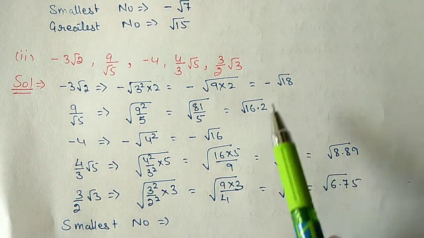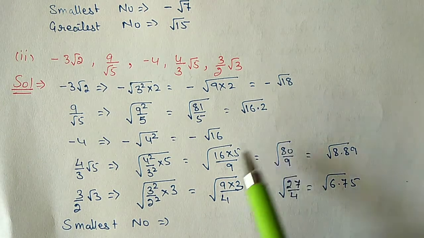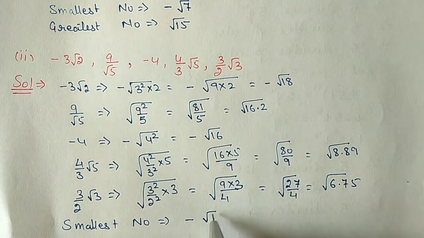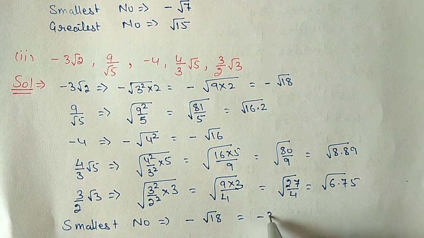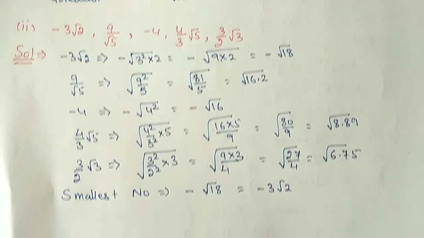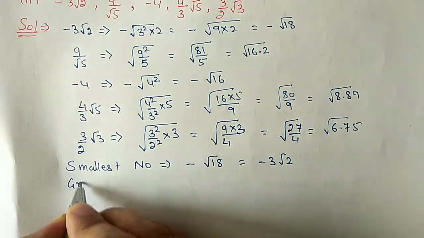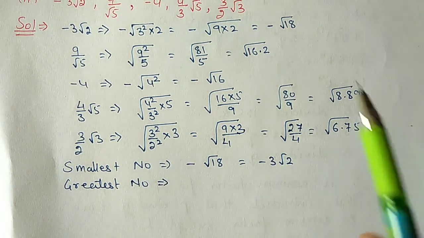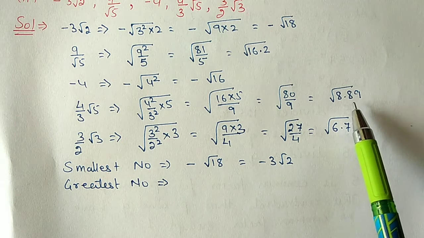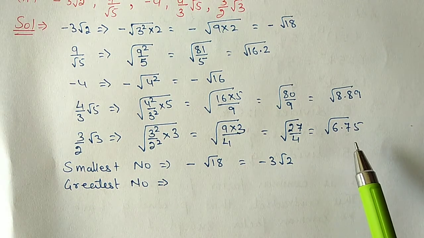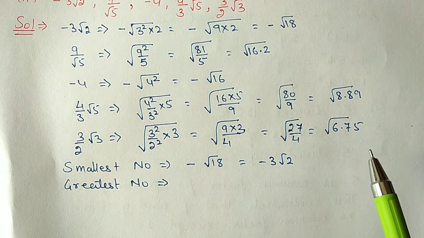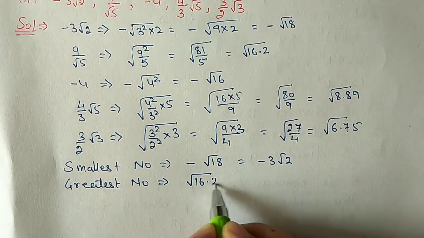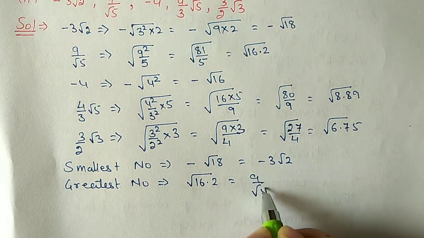Now we have to find out the smallest number from all these numbers. So we will see the negative numbers, minus root 18 and minus root 16. So minus root 18 will be the smallest number, and this is equal to minus 3 root 2. Greatest number: from the positive numbers, we have 16.2, 8.89, 6.75. So 16.2 will be the greatest number, root of 16.2, which is equal to 9 by root 5.